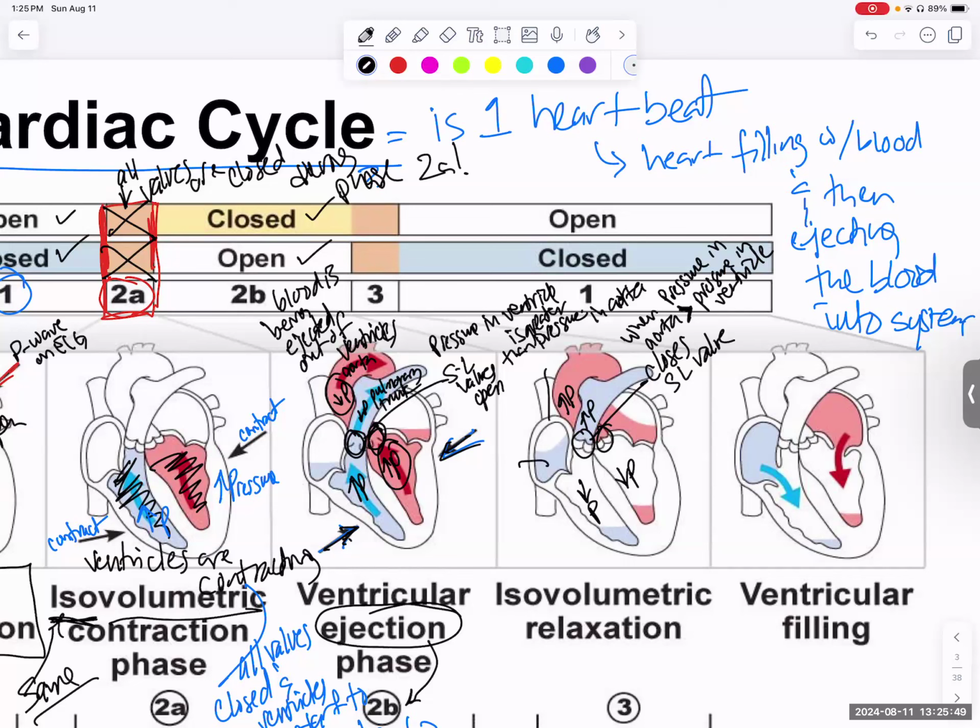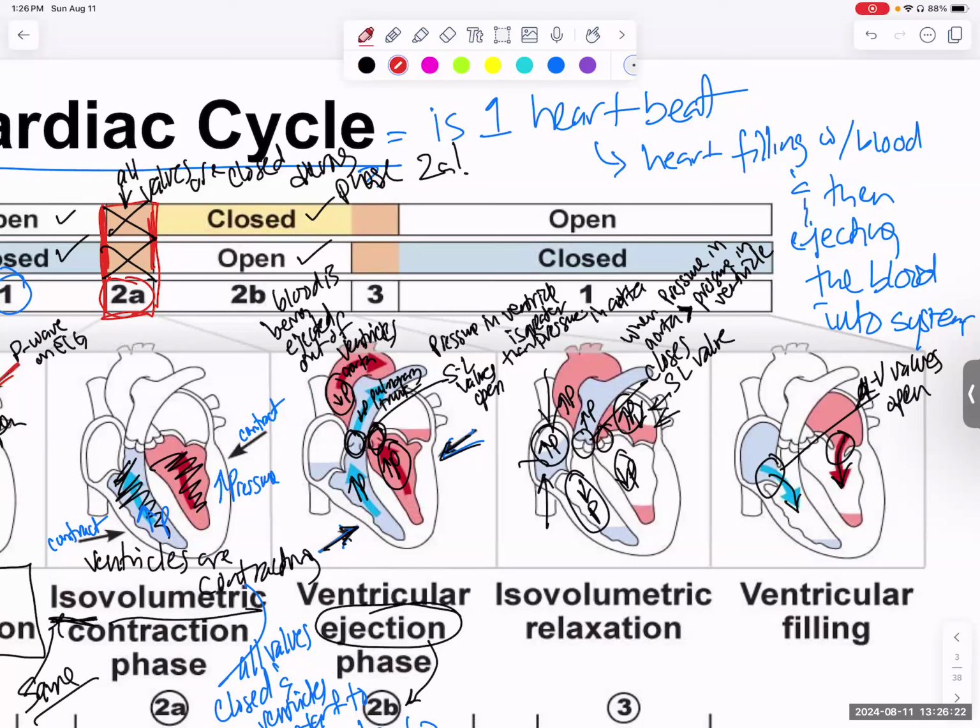But remember, atria are having passive filling, and with this passive filling of blood back into the atria, you now have a higher pressure in the atria and a lower pressure in the ventricle. And guess what? Pressure is greater in the atria than the ventricle. AV valves are going to open, and so the blood now is passively flowing back into the ventricles.